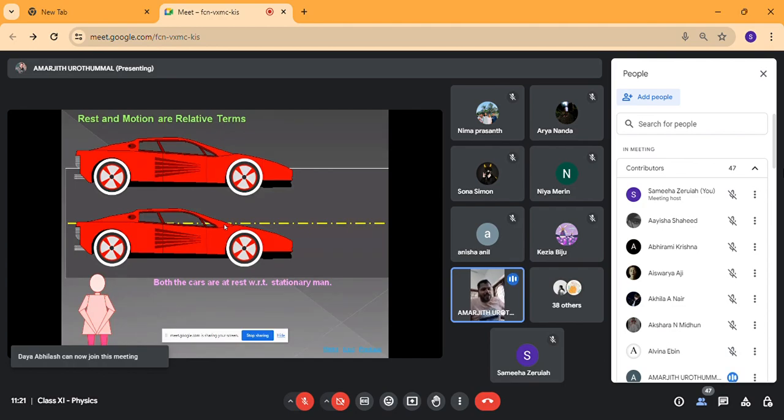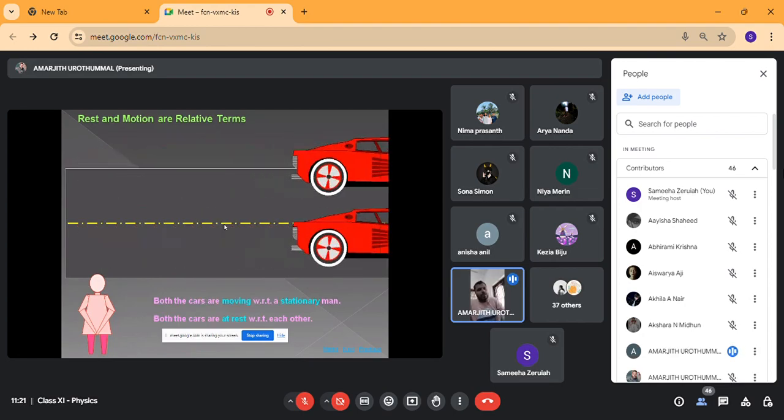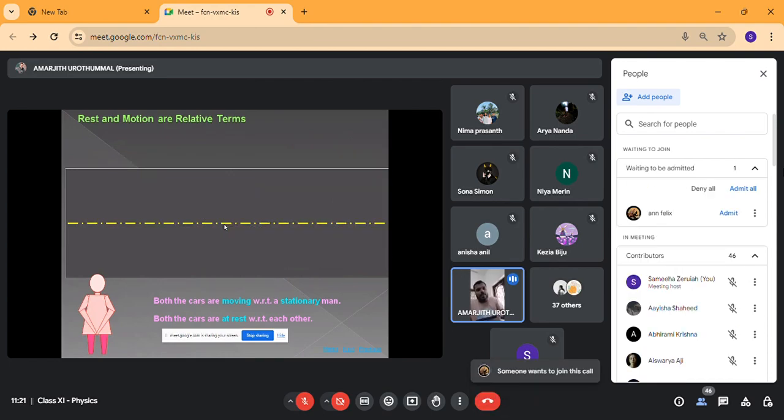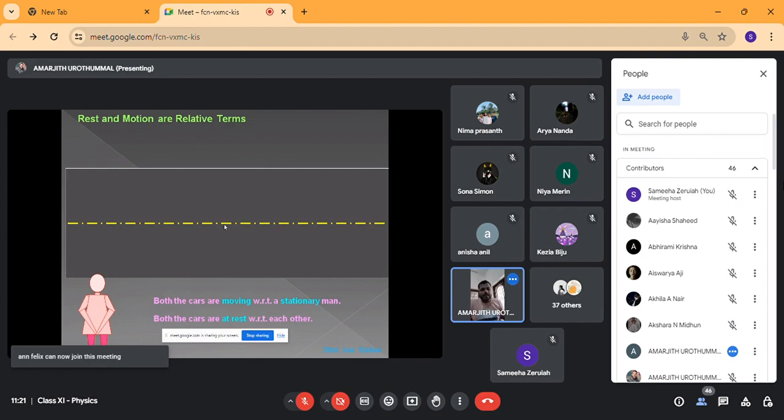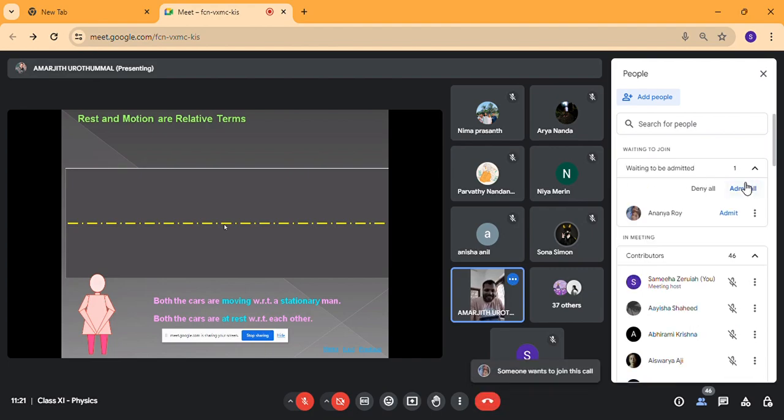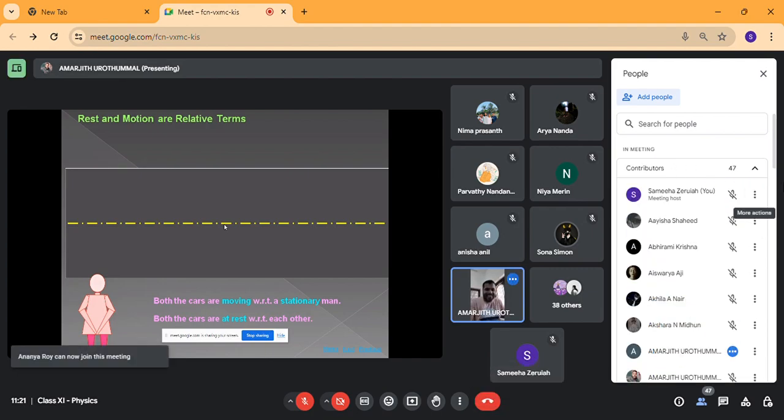Just try to interact. According to that man, both the cars are in motion. Now both the cars are moving with the same speed. The driver of one car sees the other car. Will that be in motion or rest? Rest. So that will be at rest only.